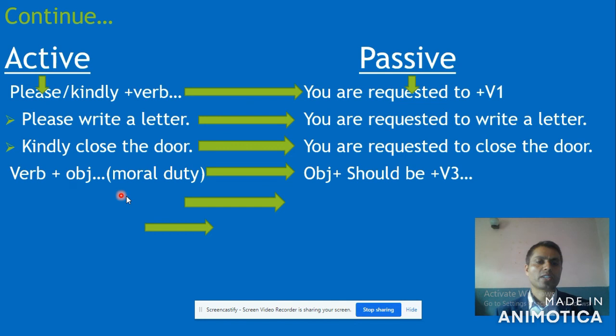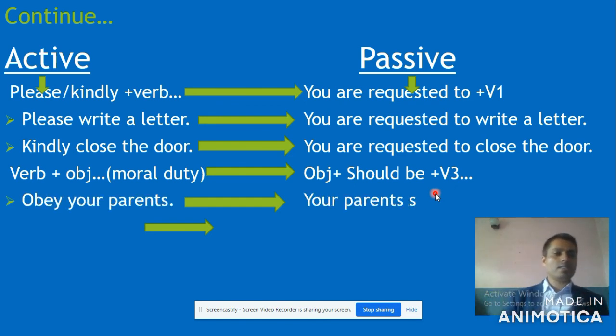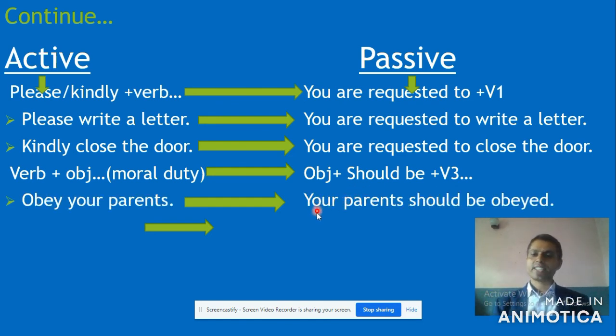Verb plus object, for moral duty. If so, then object plus should be plus verb 3. Look at here. Obey your parents. You can follow this one. This sentence is about what? Moral duty. If the sentence is about moral duty, then we have to follow this: object plus should be plus verb 3.